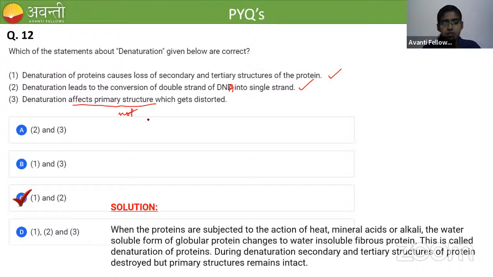When the proteins are subjected to the action of heat, the water-soluble form of globular protein changes into water-insoluble fibrous form, and this is called denaturation. During this process, only secondary and tertiary structures are destroyed, but primary structures remain intact. So statements 1 and 2 are correct. So moving on to question number 13.